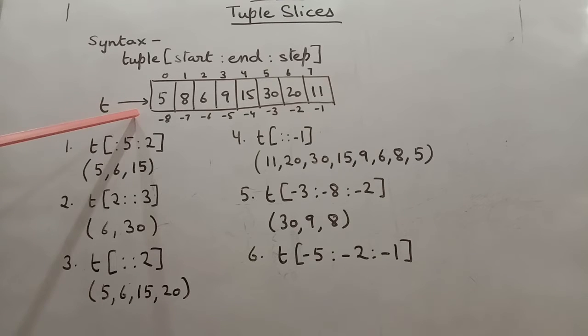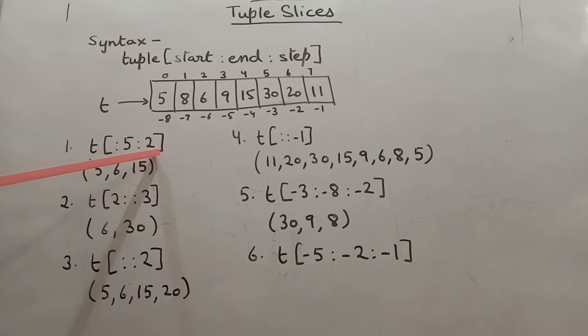See, this is an example of a tuple. I have taken a tuple of 8 elements. These are the positive indexes and these are the negative indexes. Now, when I have written T within a square bracket colon 5 colon 2, that means the start index is not given, ending index is 5 and the step value is 2. Let me tell you one thing, that the end index is never included in the result.